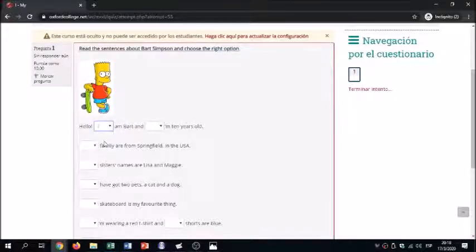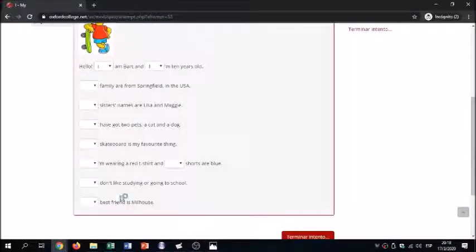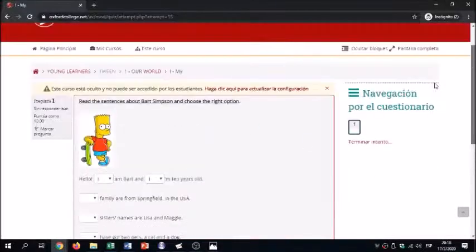Very good. I am Bart. Why? Because this is the subject of the sentence, so you need a subject pronoun. And I'm 10 years old. Very good. And I'm 10 years old. Again, you need a subject, so you need a subject pronoun. Entonces, de la misma forma, completan el resto de las oraciones.